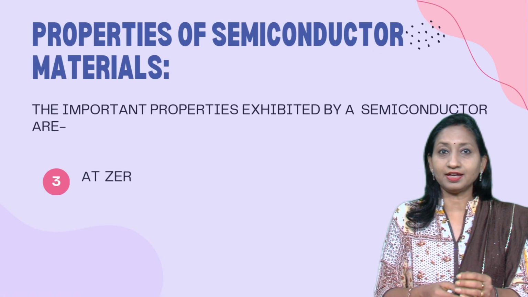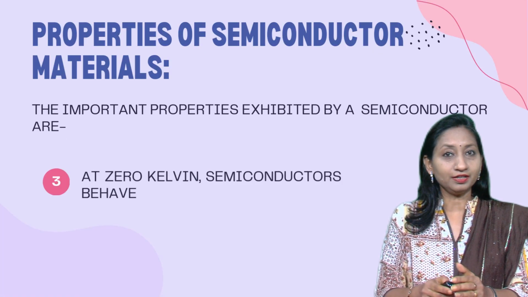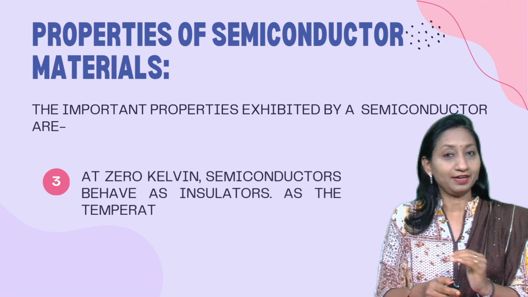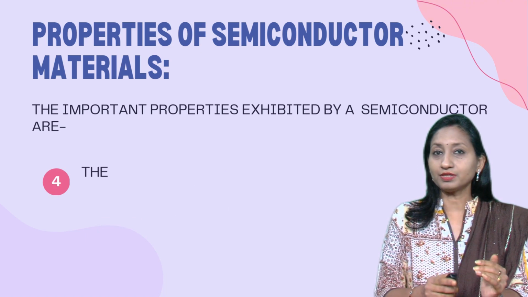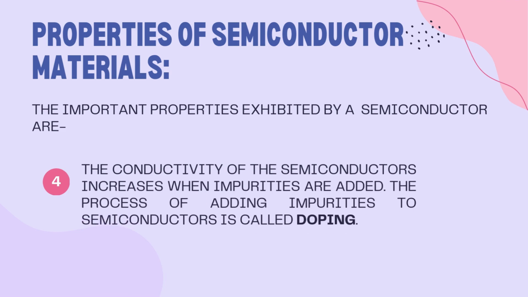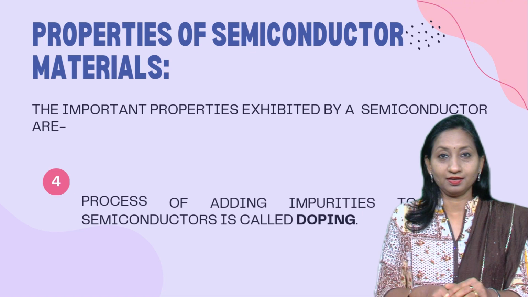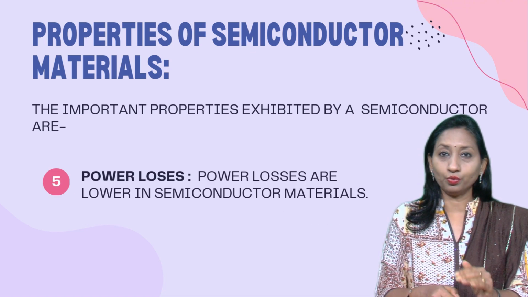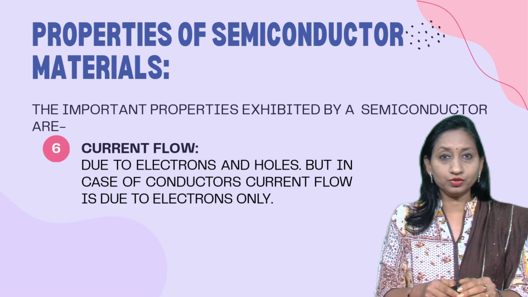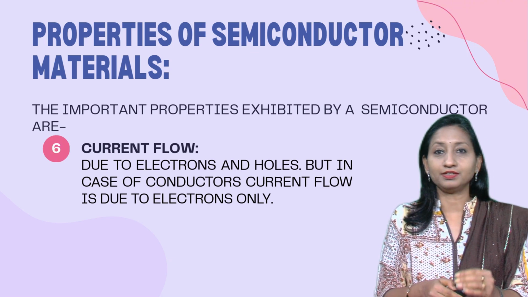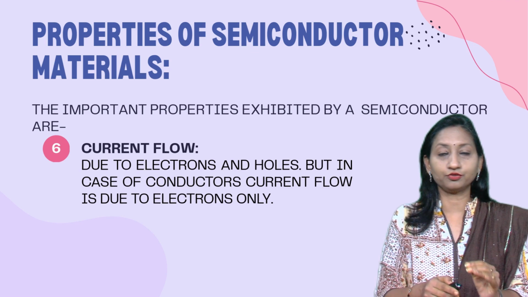The next property is that at 0 Kelvin temperature, a semiconductor behaves as an insulator, and as the temperature is increased, it works as a conductor. The next property is that the conductivity of semiconductors increases when impurities are added, and this process of adding impurities to the semiconductor is called doping. The power losses are lower in semiconductor materials. And the current flow in a semiconductor is due to electrons and holes, but in case of conductors, the current flow is due to electrons only.